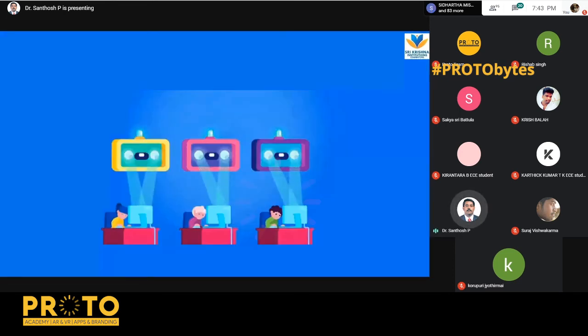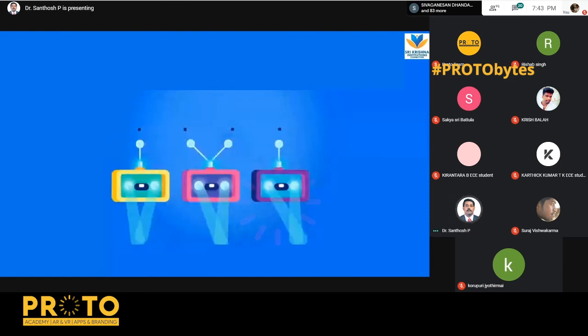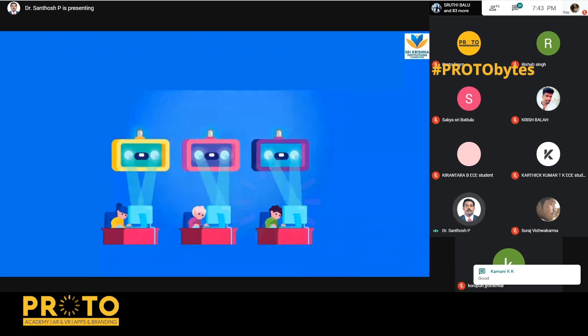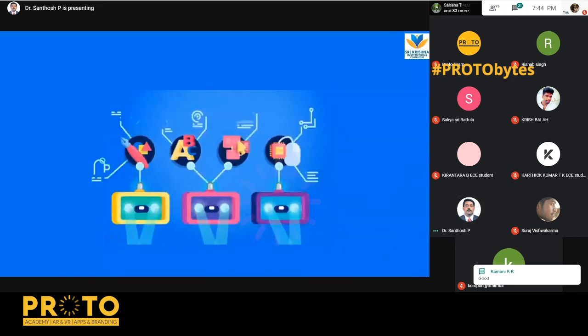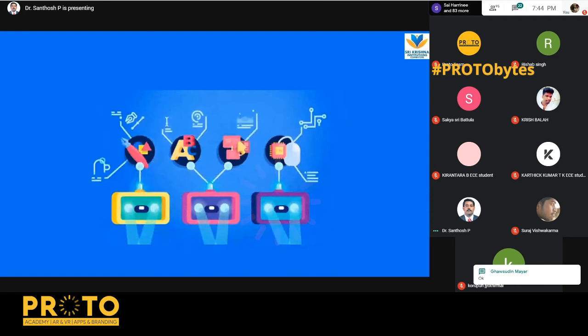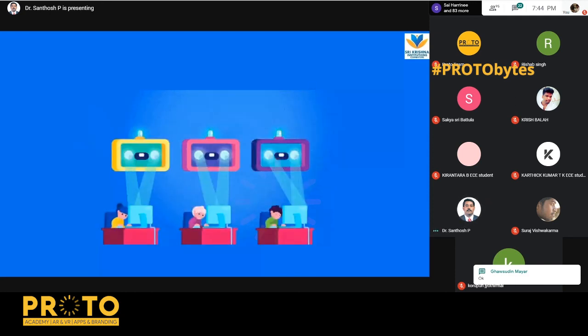You are doing your work, you are doing something, but everything is being continuously monitored without your knowledge. Fine? All are being stored. This is, in short, Industry 4.0. So based on this, the industry is driven.